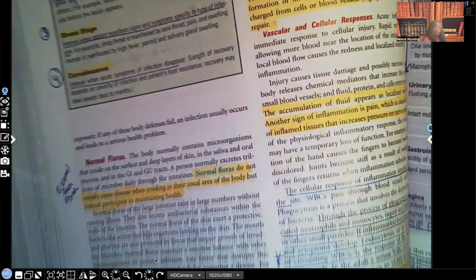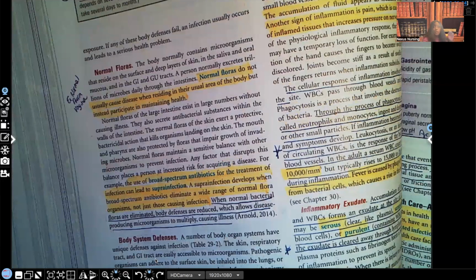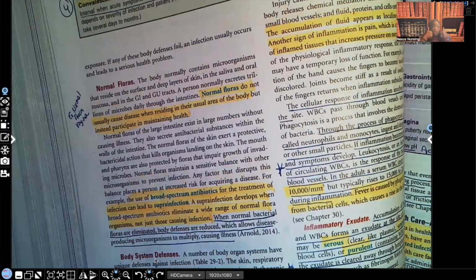Let's talk about normal flora. Normal flora is good. We give normal flora a thumbs up. Normal flora do not usually cause disease when residing in their usual area of the body, but instead participate in maintaining health.